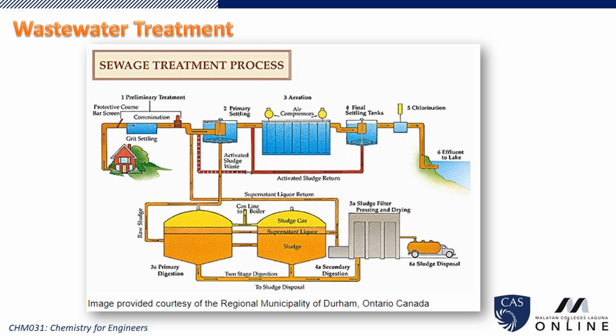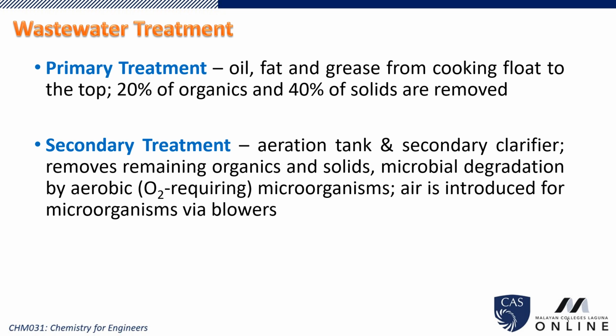Each step targets different types of contaminants. In primary treatment, screens remove large debris, and grit tanks allow heavy solids like sand to settle. This removes about 40 to 60% of the suspended solids and around 20% of the organic matter. Oils, fats, and grease float to the surface and are removed while heavier particles settle as sludge. This is a purely physical separation process.